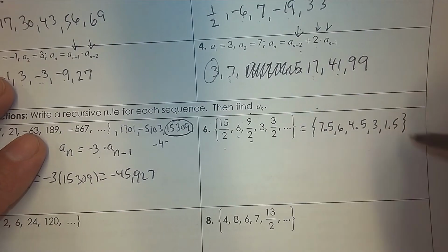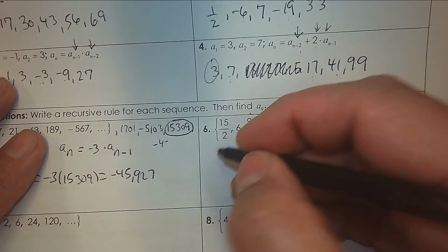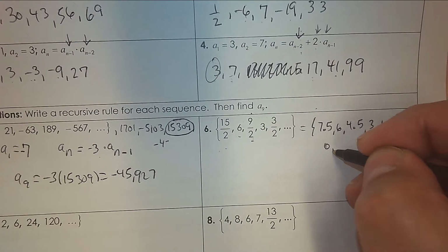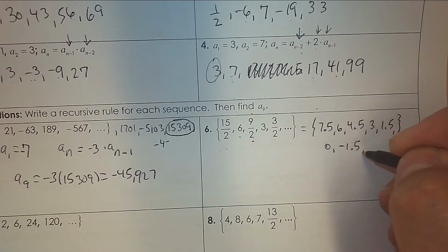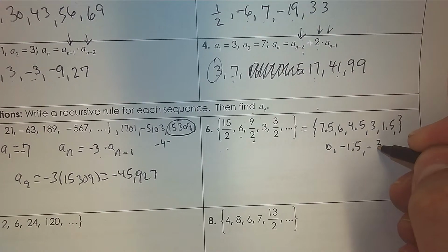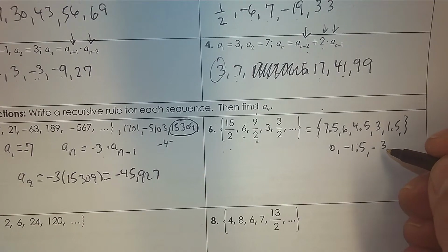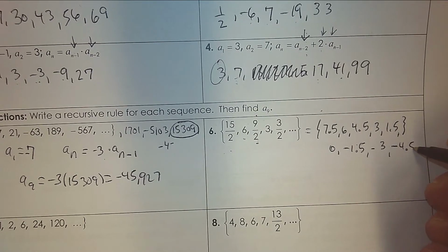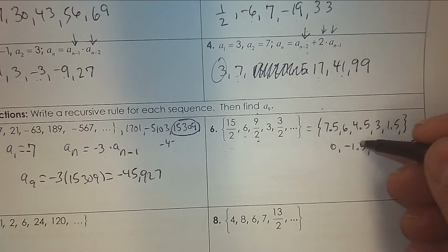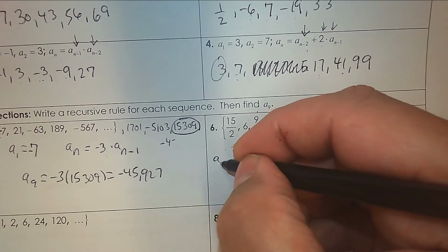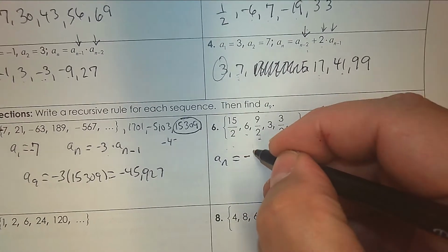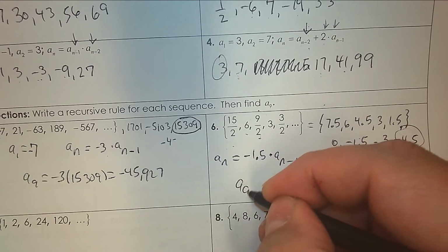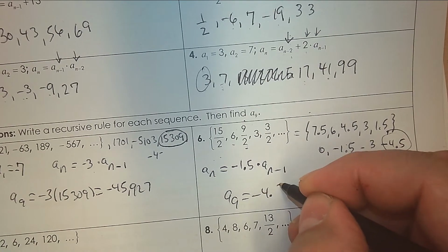So if I continue that and go down by 1.5, I get 0. And then negative 1.5, and then negative 3. And then negative 4.5. So 1, 2, 3, 4, 5, 6, 7, 8, 9. So I found that. So the recursive formula would be the term before it minus 1.5, and then the ninth term is negative 4.5.